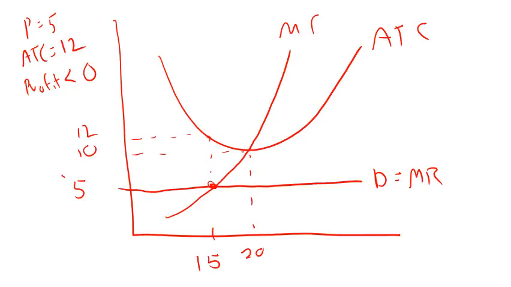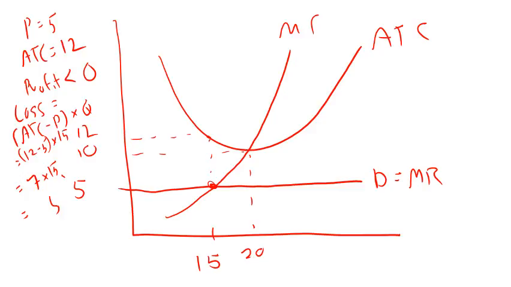And your loss is going to equal the average total cost minus your price times your output. That'll be 12 minus 5 times 15, which will be 7 times 15, which is some number. 5 carry the 3, 105. All right. Well, that 105 is the area of the rectangle I'm going to show you here in blue and purple, I mean.